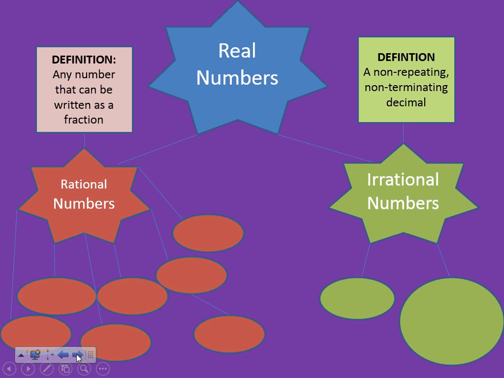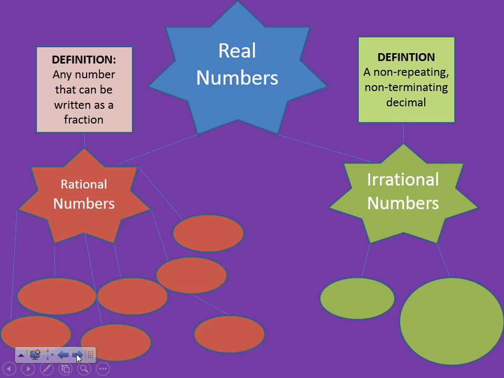How about whole numbers? Give me an example of a whole number. 2. 2 is a whole number. How do we make it a fraction? 2 over 1. Would you agree? Would whole numbers go in this family? Yeah, you can make them fractions. 2 over 1. I agree.